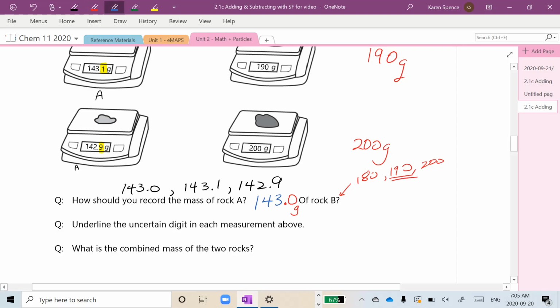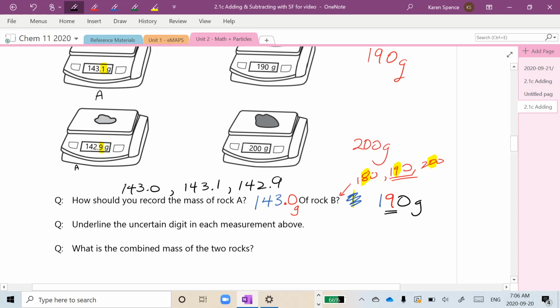Oh my gosh, look, this is our uncertain digit right here because it's flipping around between the 8, the 9, and then rounding up to 200. So I'm going to say that we have 190. My uncertain digit is the 9 in that measurement. So it's 190 grams where the 9 is uncertain.